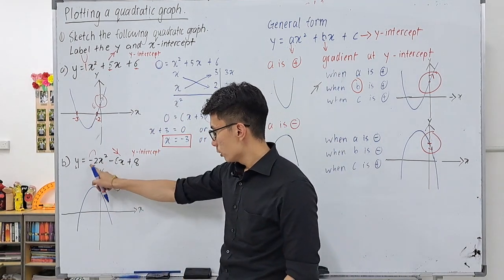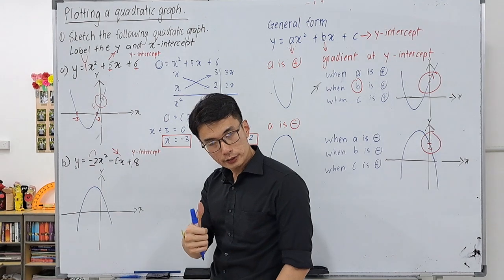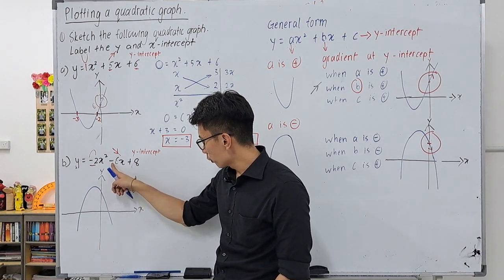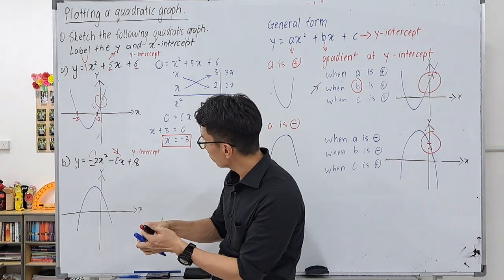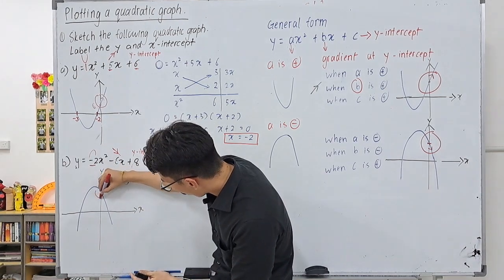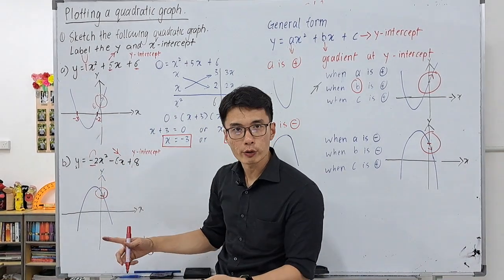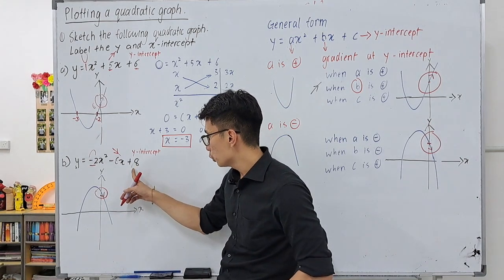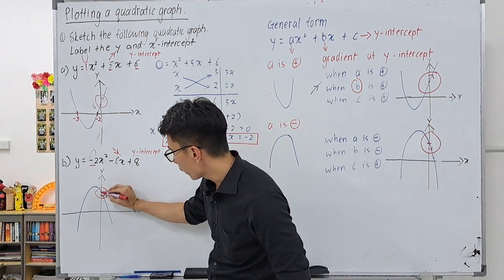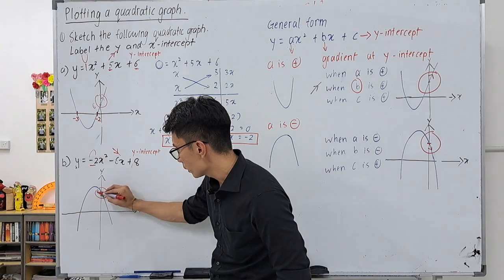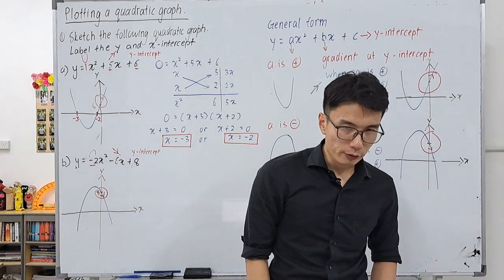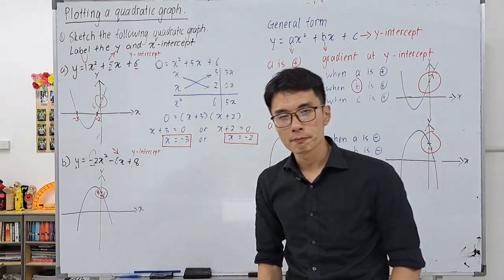Okay, let's check. Sad face, clear. Negative gradient at the y-intercept. So again, this is my y-intercept zone. You can see the line is going downwards. That's a negative gradient, check. Cuts through the positive part of the y-axis, which is 8. Clear, done. Alright, that's how my graph looks.